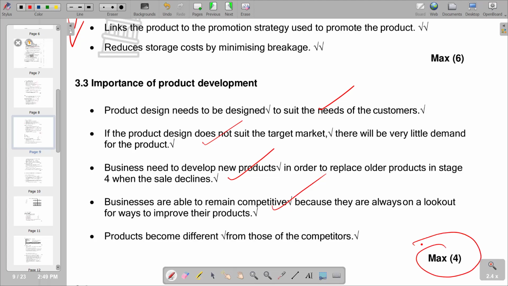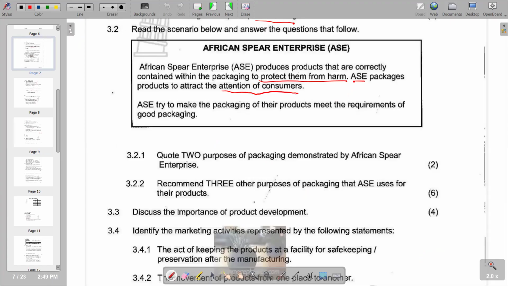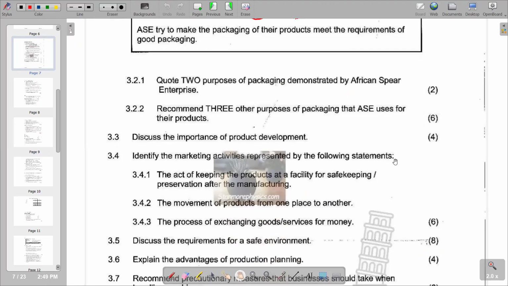We'll go on to the next question, which is question 3.4. So question 3.4 reads, identify the marketing activities represented by the following statements. So we need to come up with the marketing activities that are represented by the statements that we are given there. The first statement is the act of keeping the product at a facility for safekeeping or preservation after the manufacturing. Obviously, this is storage. And then 3.4.2, the movement of products from one place to the other. And obviously, this is transporting.